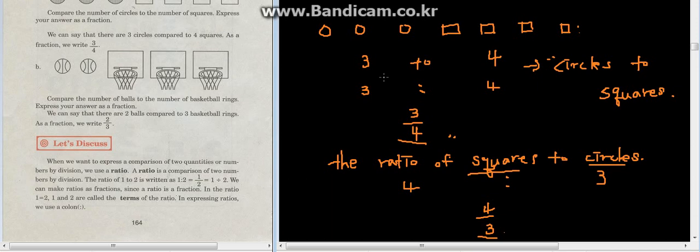As I said, the ratio is a method to compare two quantities. Then how could we compare them? We can say there are circles. The number of circles is 3/4 as many as the number of squares. And here, the number of squares is 4/3 as many as the number of circles. That's the way to compare two different quantities.